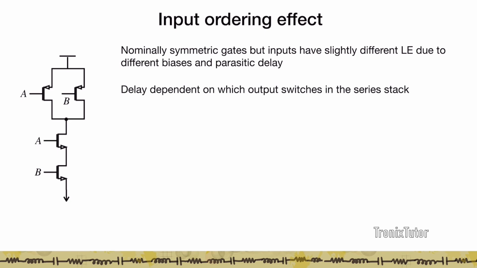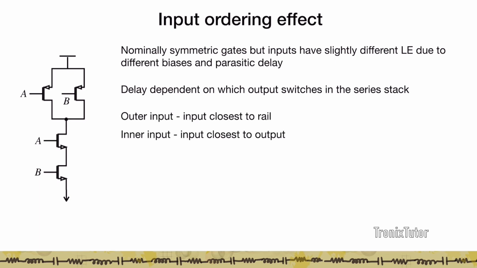Additionally, we also know that the delay depends on which input switches in the series stack, right? So normally what we do is we define something known as an outer input and an inner input. So remember, the output of the gate is this node. So the input which is closer to the output is known as the inner input, and the input closer to the rail, to the ground rail, is known as the outer input. So in this case, we have the innermost input, which is A, and the outermost input, which is B.